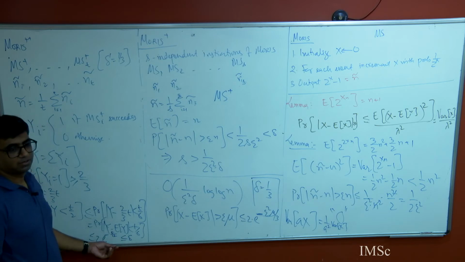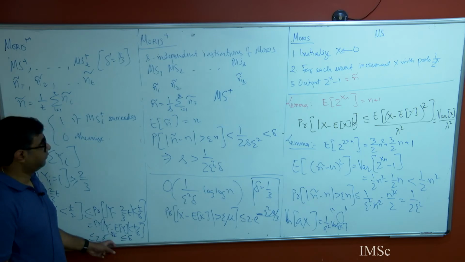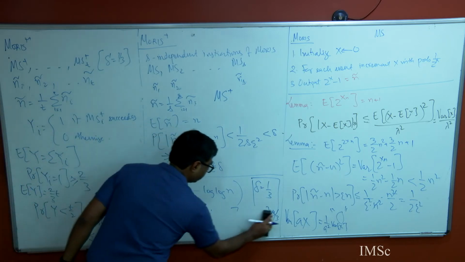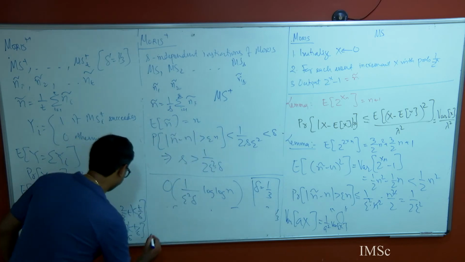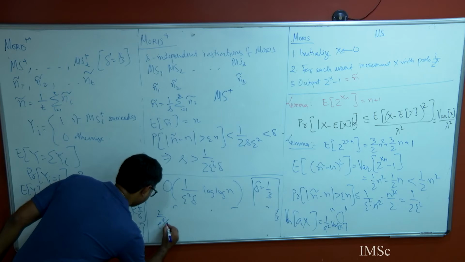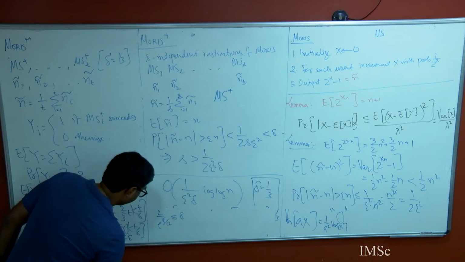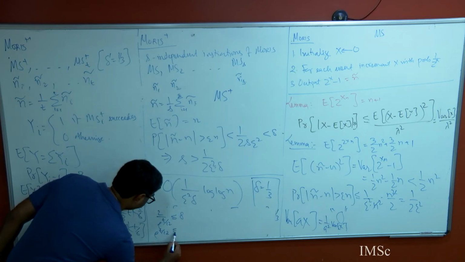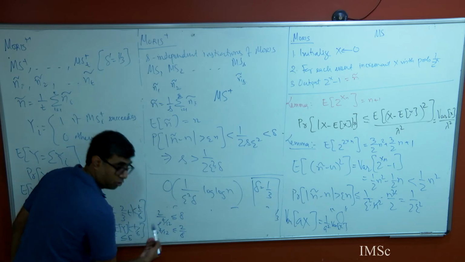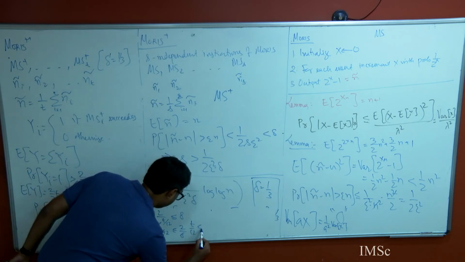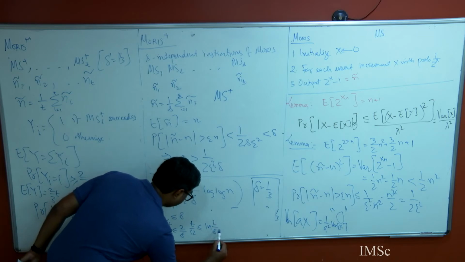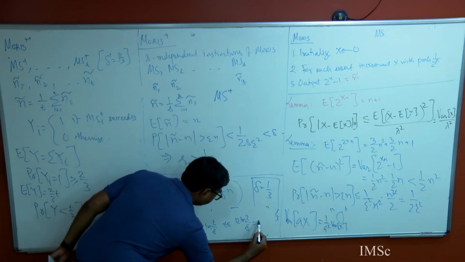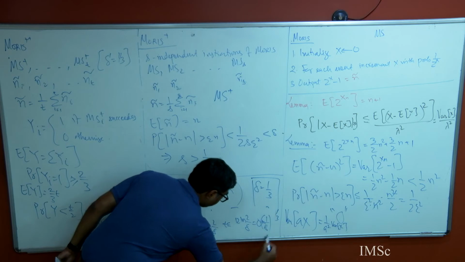It is going to be some log 1 over delta. Let's see. So this is what we have to show: 2 divided by e to the t by 12 is less than or equal to delta. So e to the t by 12 should be greater than or equal to 2 over delta. If I take ln on both sides, t over 12 is greater than or equal to ln 2 by delta. So t is going to be 12 times ln 2 over delta, which is order ln 1 over delta.